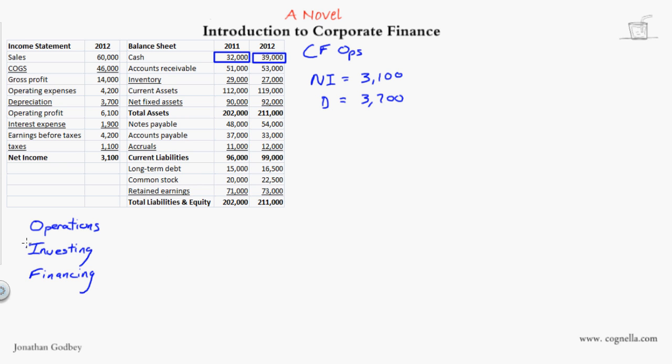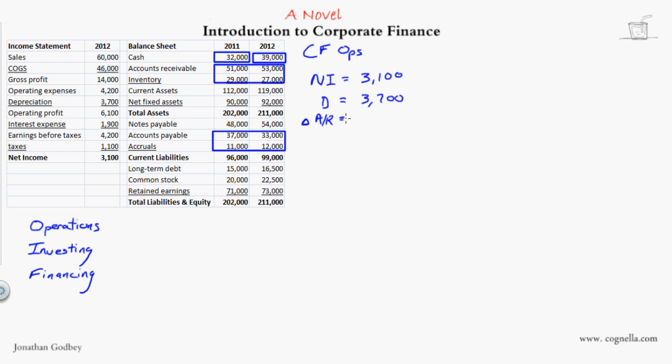Then I have a couple other things to look at. I have accounts receivable and inventory. These are both part of the operations of my firm, and I'm going to have accounts payable and accruals. This is part of the day-to-day operations of the firm. So look at it this way. Accounts receivable changed. I want to see the change in accounts receivable.